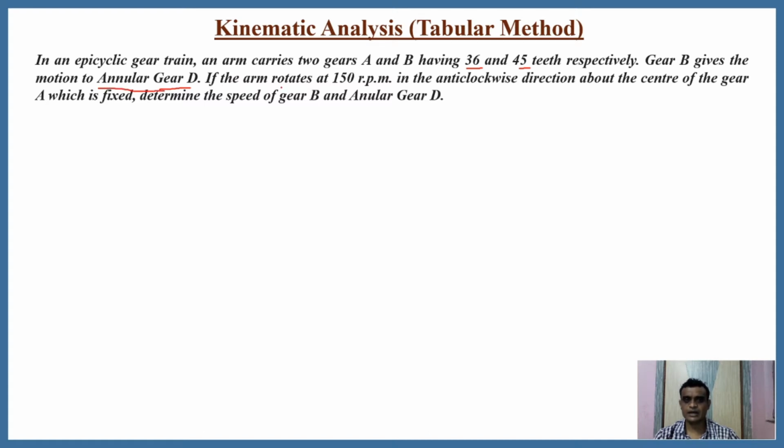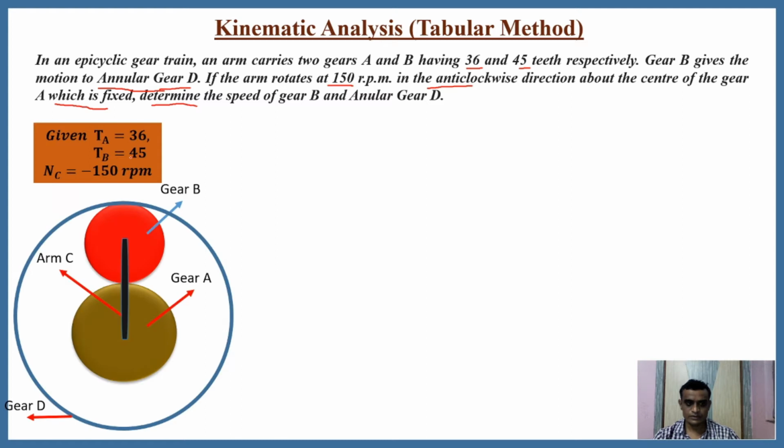If the arm rotates at 150 rpm, all these conditions remain the same, that the arm rotates at 150 rpm in the anti-clockwise direction, and the center of the gear A is fixed. Again, gear E is fixed. Here we need to determine the speed of gear B as well as annular gear D. T_A and T_B are given. Now this is the new diagram. From A, motion is given to B, and from B, motion is given to this annular gear D. This is the internal gear.